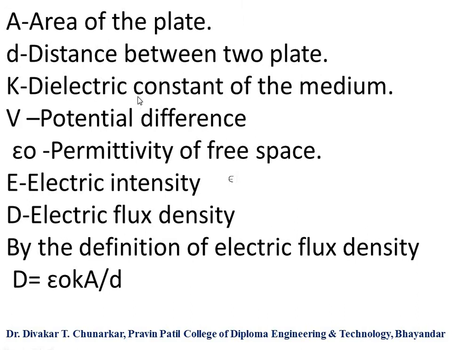Then K be the dielectric constant of the medium, V be the potential difference, and epsilon 0 is the permittivity of free space. So our equation of the parallel plate condenser is D equal to epsilon 0, this is the epsilon, keep in your mind, D equal to epsilon 0 KA upon d. Here K is the dielectric constant or dielectric medium. Here A is the area of the plate, parallel plate area, and d be the distance between two plates.